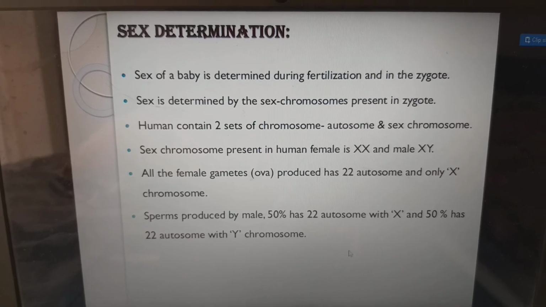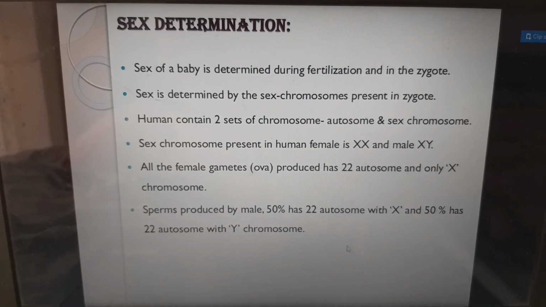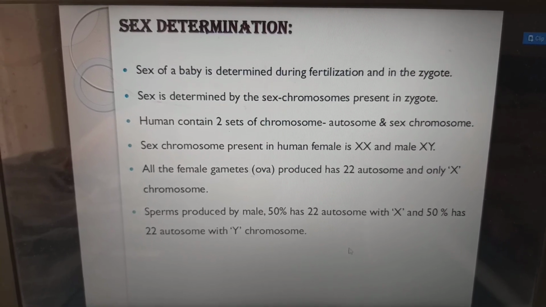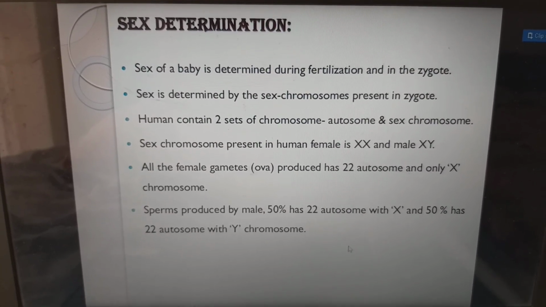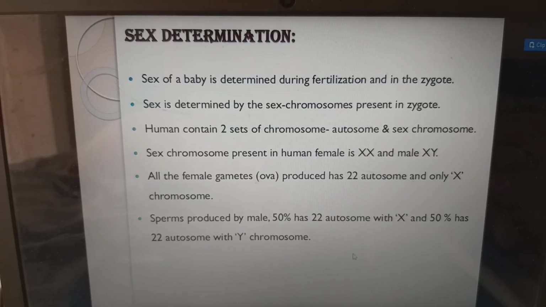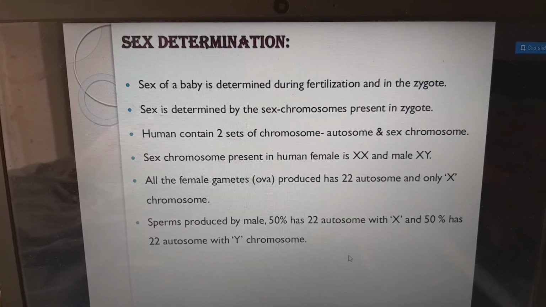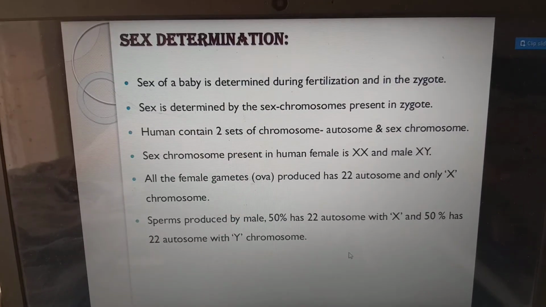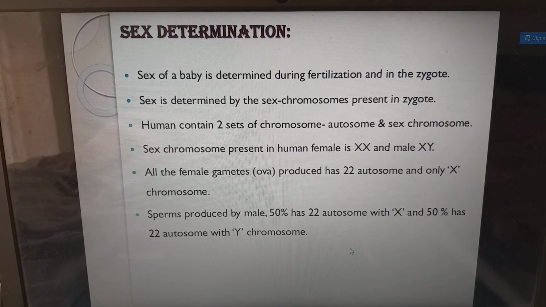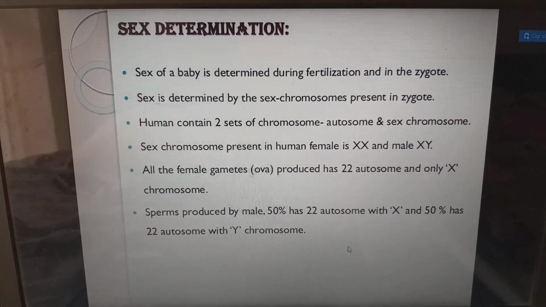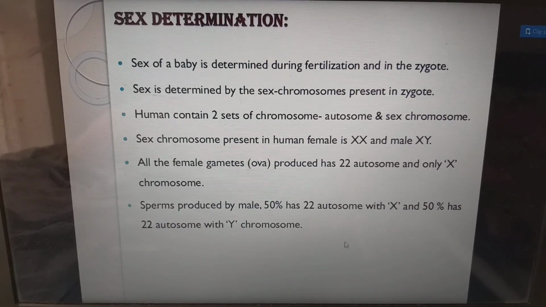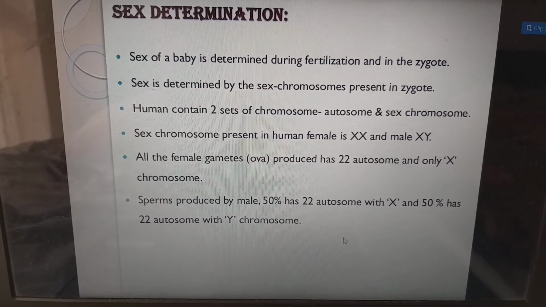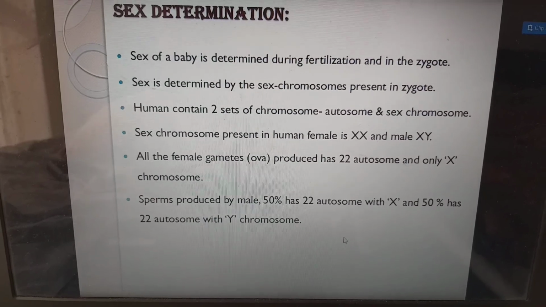Sex determination. The sex of a baby is determined during fertilization and in the zygote. The sex is determined by the sex chromosomes present in the zygote. Humans contain two sets of chromosomes, autosomes and allosomes, which we also call sex chromosomes. The sex chromosomes present in the human female are XX and in the male XY. All the female gametes produced have 22 autosomes and only an X chromosome. Of the sperms produced by the male, 50% have 22 autosomes plus X, and 50% have 22 autosomes plus Y.